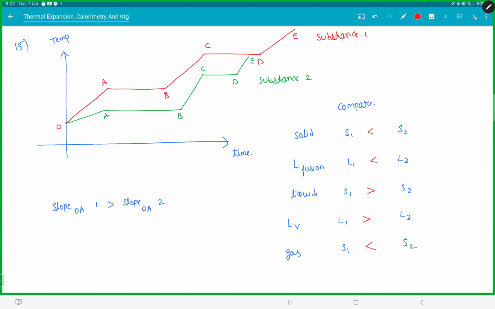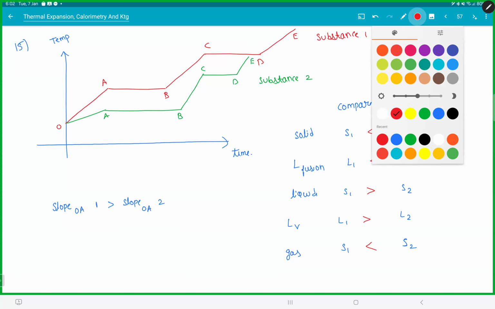So for specific heat, slope is proportional to 1 by specific heat. Latent heat is proportional to the horizontal length of the line. Clear, everyone? Easy, but you should know what does that slope mean and everything. So be careful with that.